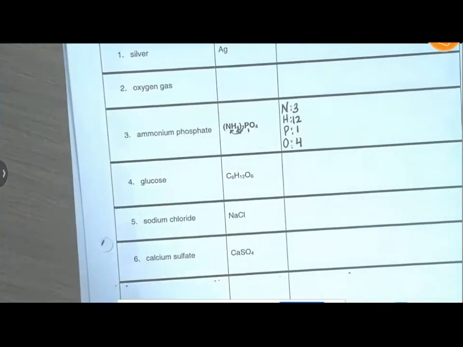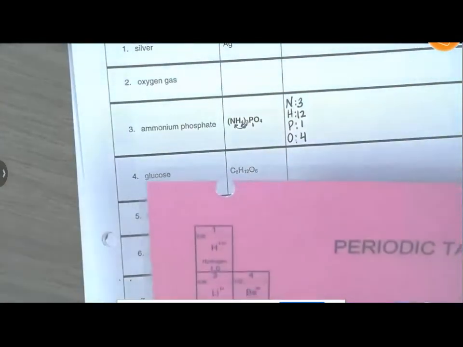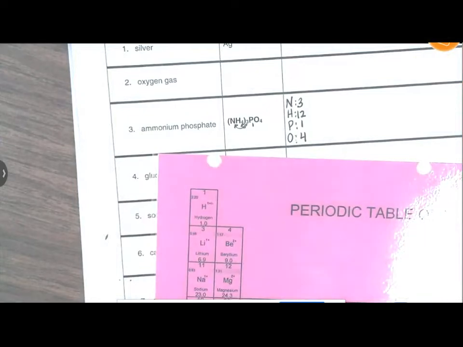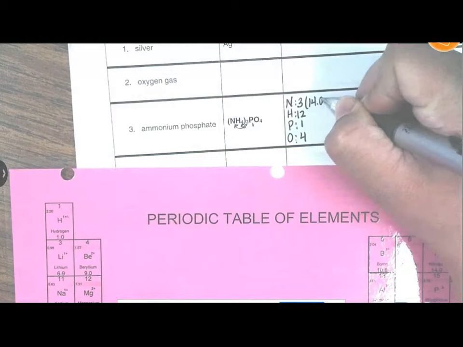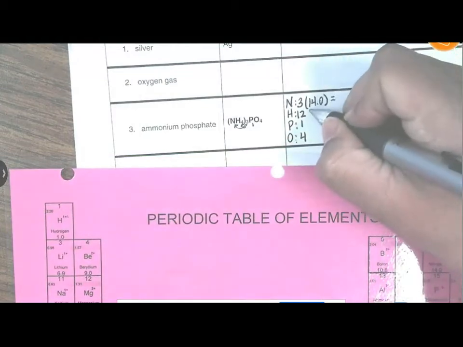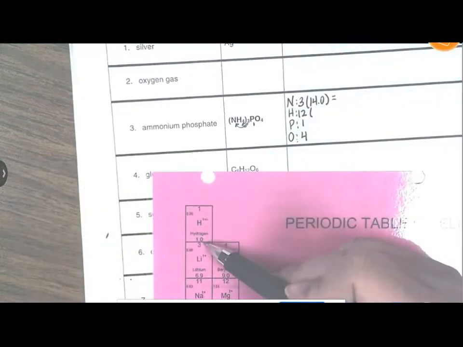So now I look at my periodic table and I find these values. So I have here nitrogen, which is 14.0. Hydrogen, 1.0.